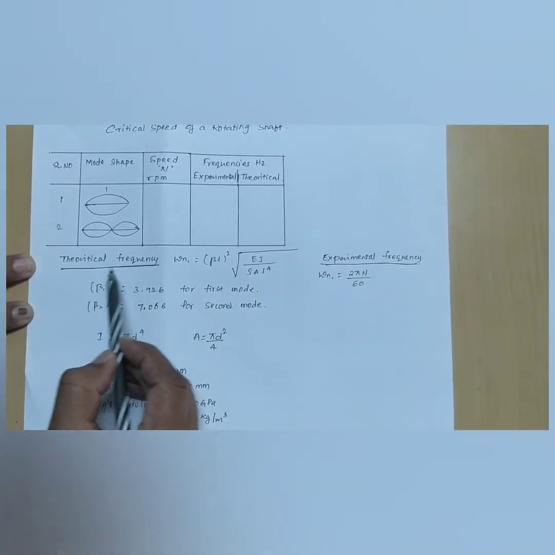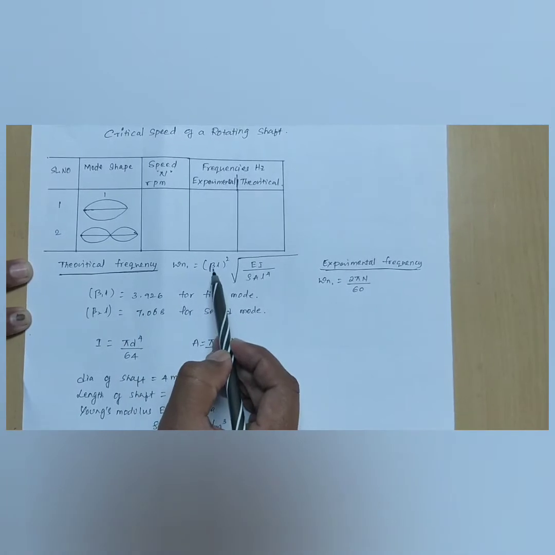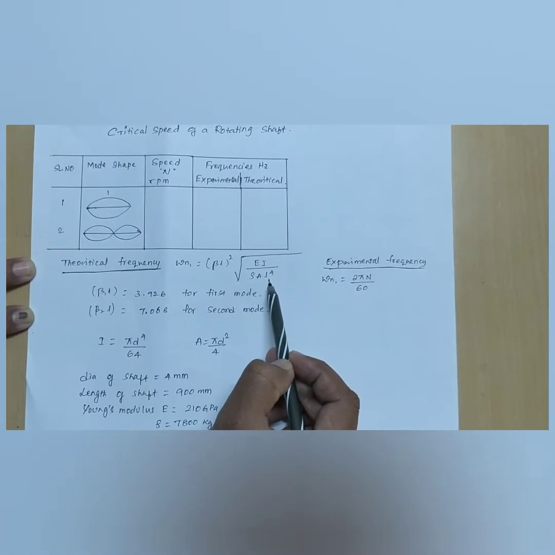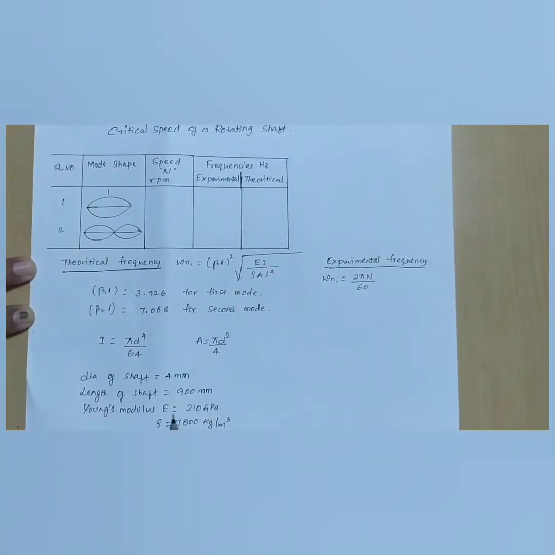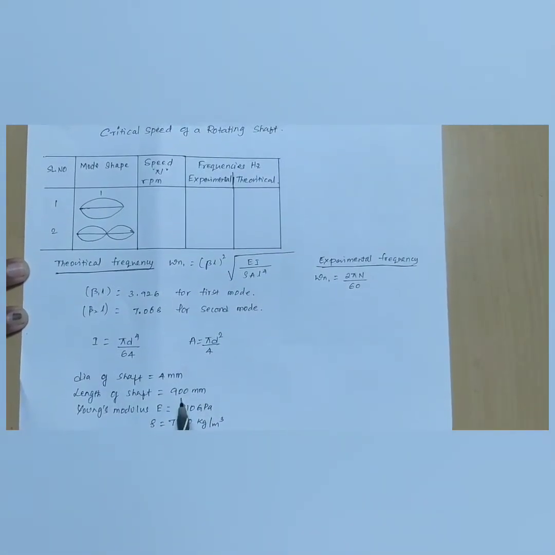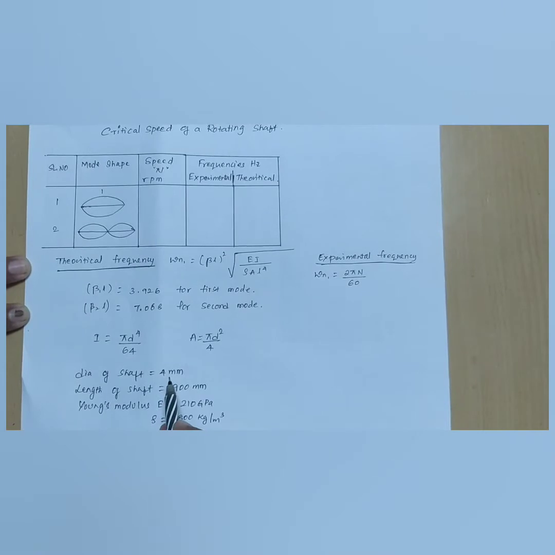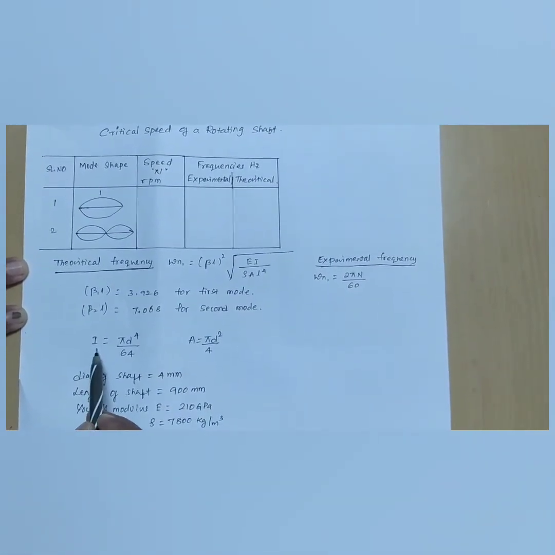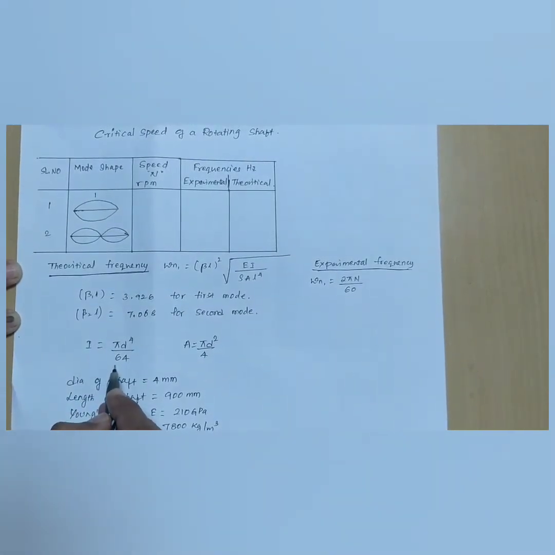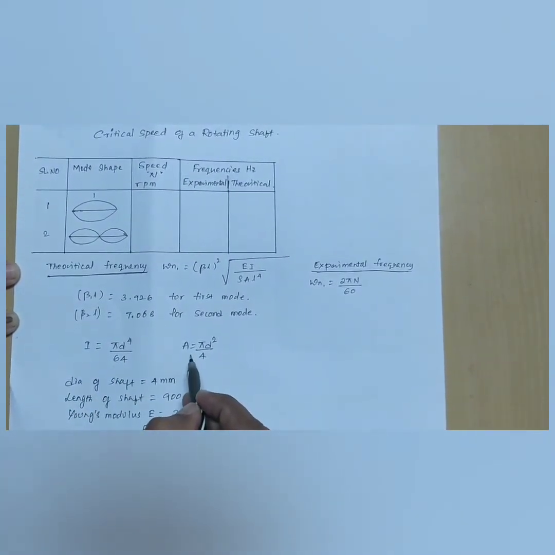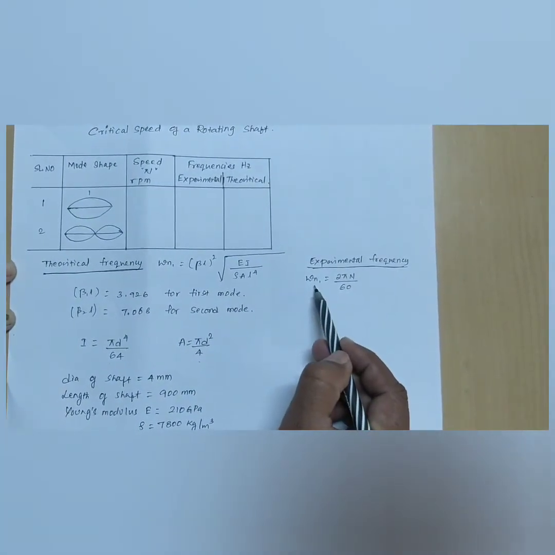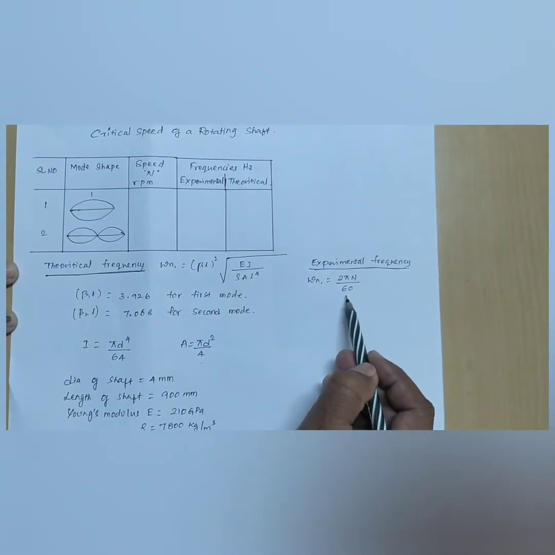The formula used to find the theoretical natural frequency is omega n1 equals (beta L) squared under root of EI by rho A L to the power of 4. We consider Young's modulus as 210 GPa, the length of the shaft as around 900 mm, and the diameter of the shaft as around 4 mm. Since it is a circular cross section, the moment of inertia I is pi d to the power of 4 by 64, and the area A is pi d squared by 4. The formula for the experimental natural frequency is 2 pi N by 60.